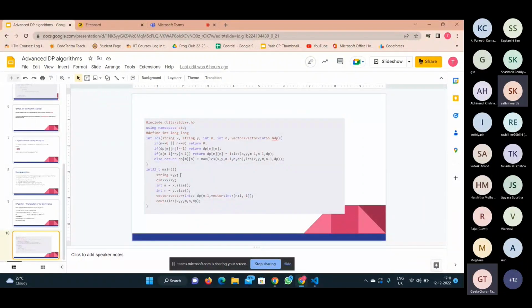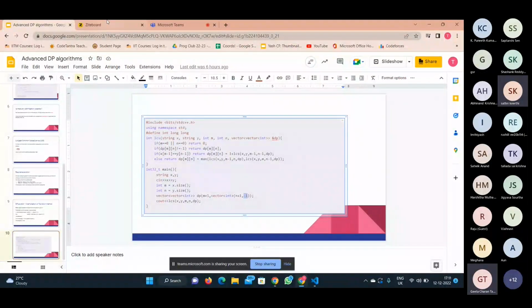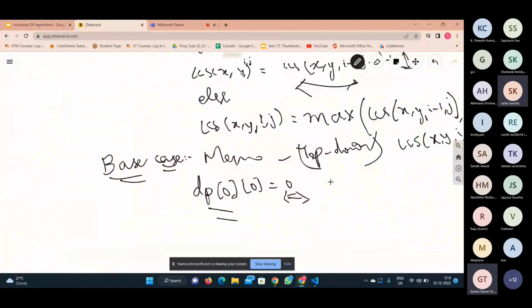I take input two strings x, y, initialize m equal to size of string x and n equal to size of string y, and I initialize a DP array. This is a vector of vectors, which is similar to a 2D array, and I initialize every value to -1. Since this is memoization, we need to know if the value is calculated or not.